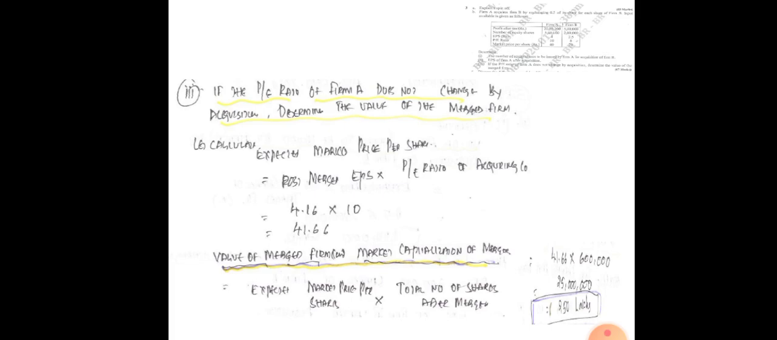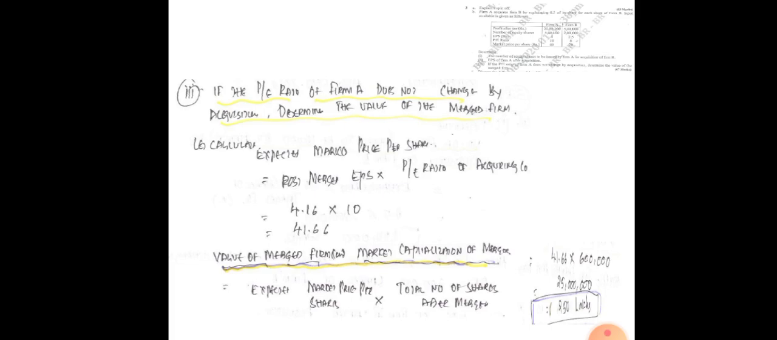One hint which has been given in the question here is that the P/E ratio of firm A does not change, right? So when we look at the P/E ratio, we need to take the product of the P/E ratio and the EPS, right? So we need to calculate the new market price after the merger, and that market price multiplied by outstanding shares after the merger will give the market value.